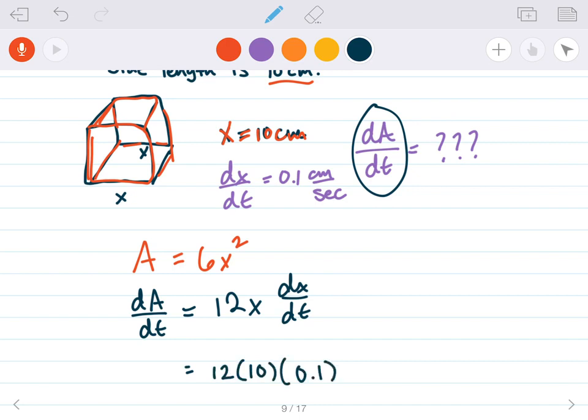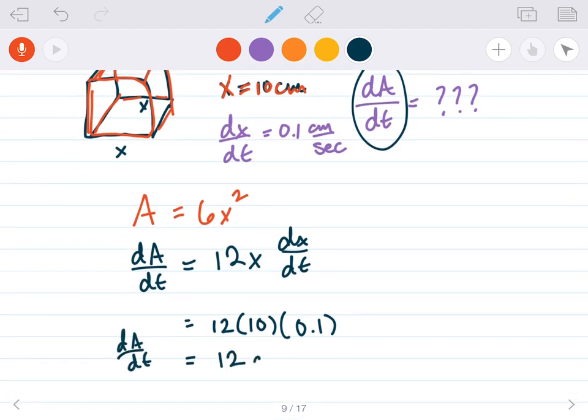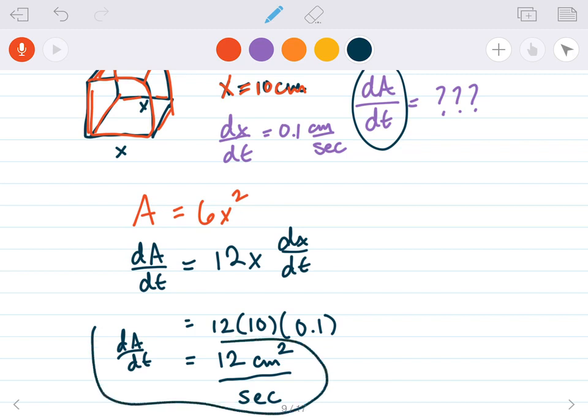And again, I'm being sloppy with the units here, but you don't have to be. So this is just going to give me dA/dt, which is a rate. So this is the rate. It's going to be 12 centimeters squared, because we're looking at the change in area. Area is always squared, so centimeters squared per second. So this is the answer to the first part.